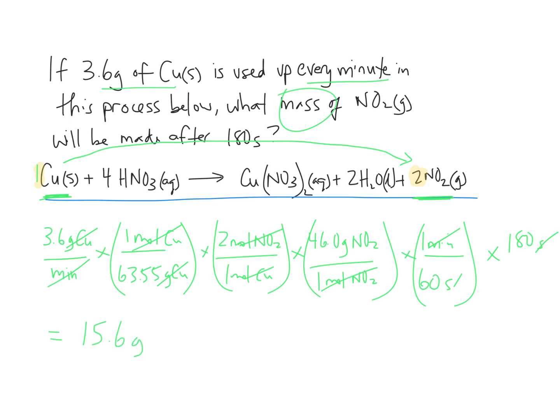15.6 grams. Take a look at the data that you're given. We are actually given data in the limited precision of 3.6 grams. So we better just answer as 16 grams. Okay? So we would have 16 grams of NO2 produced after 180 seconds.